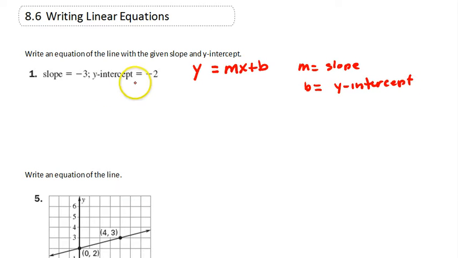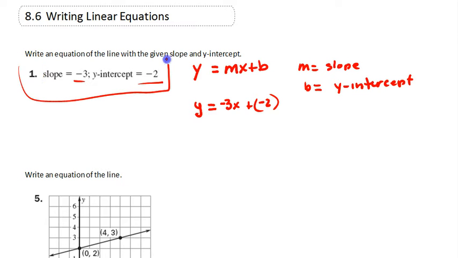Alright, so here I know what my y-intercept is and I know what my slope is, so it's just a matter of plugging in my numbers. So I would get y equals -3 for m, x, plus -2 for b. And now I have written a linear equation for this particular line. That's it.